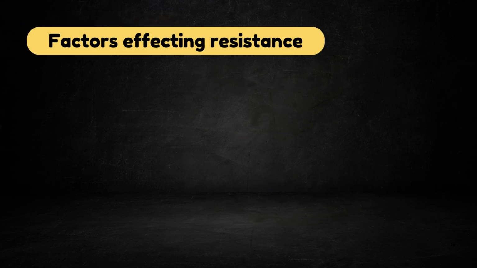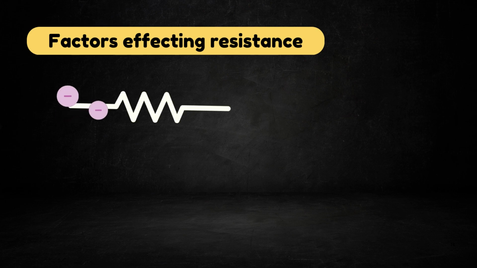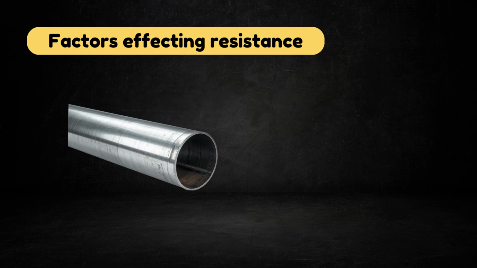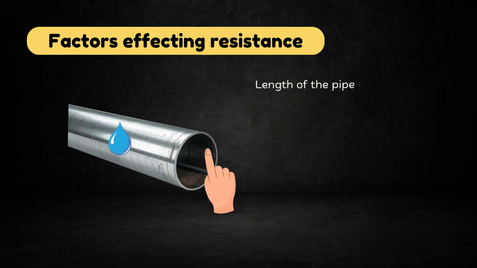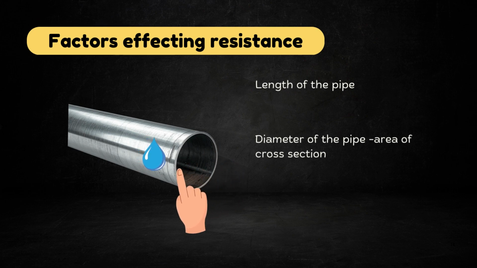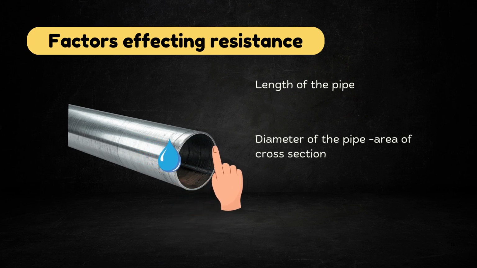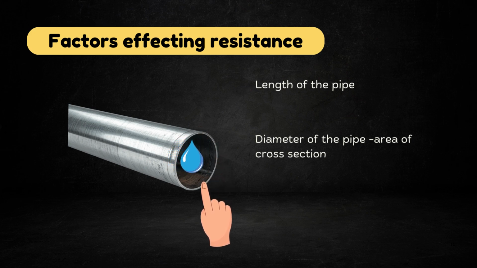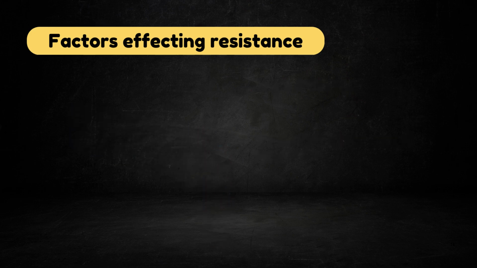Let us see what are all the factors that affect the resistance. Well, you have to restrict the flow of electrons. So if we consider the resistor as a pipe, what would affect the flow of water in this pipe? Well, if we increase the length of the pipe, it would take more time to flow. And if we reduce the diameter of the pipe, which is reducing the area of cross section, that would also affect the flow of water.